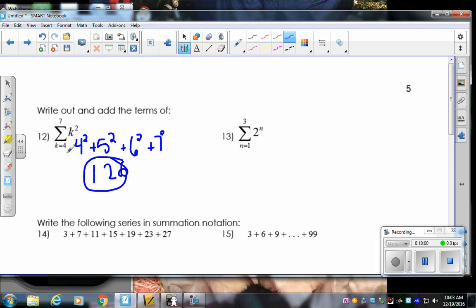So once again, writing out means list out the pattern, the numbers, which I should write 16, 25, but for time's sake, you know that. All right, here, same thing, starting at 1, so 2 to the first plus 2 squared plus 2 to the third. So 2 plus 4 plus 8, 14.